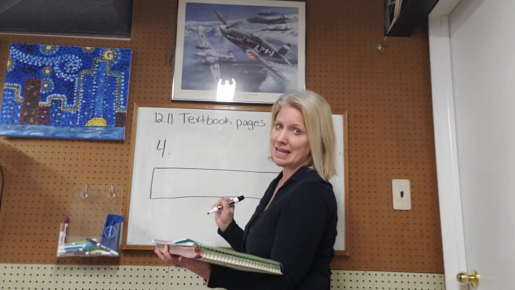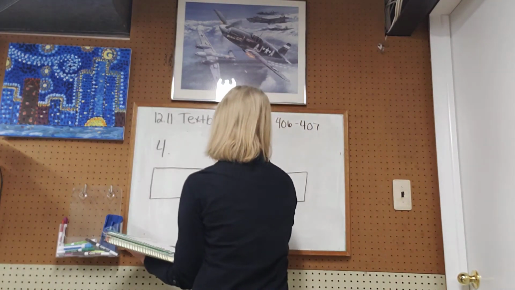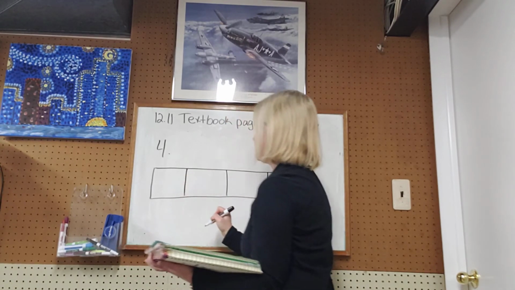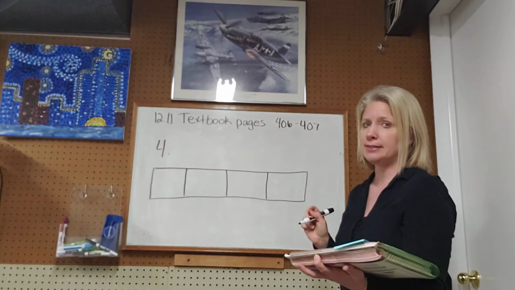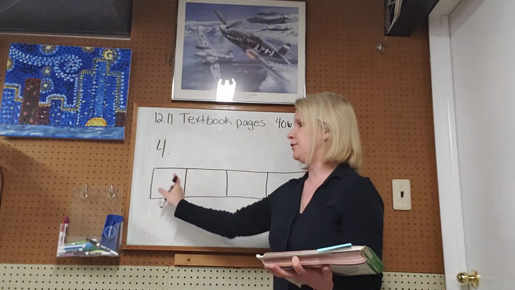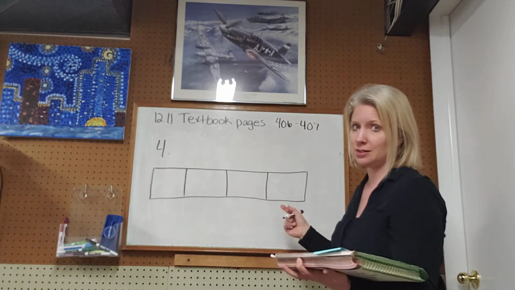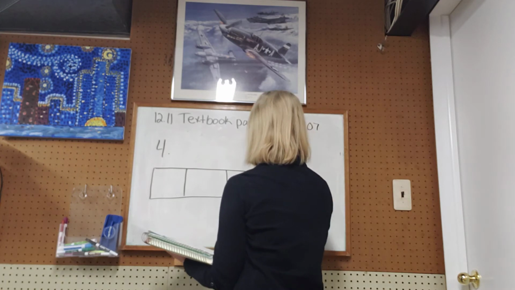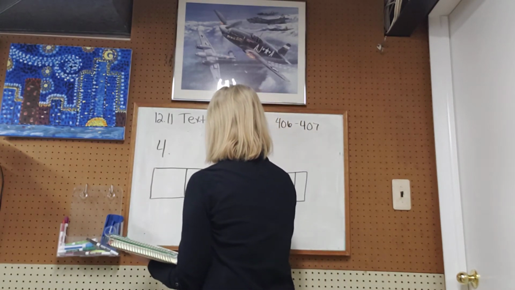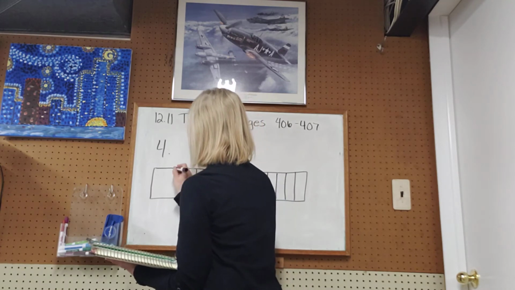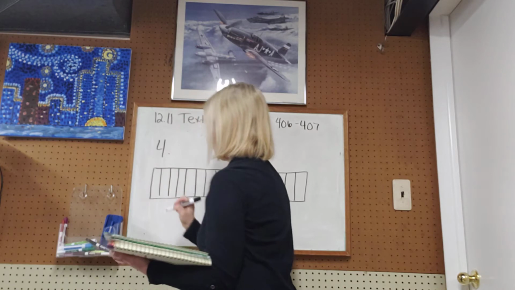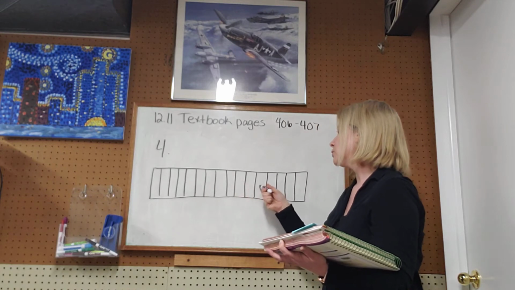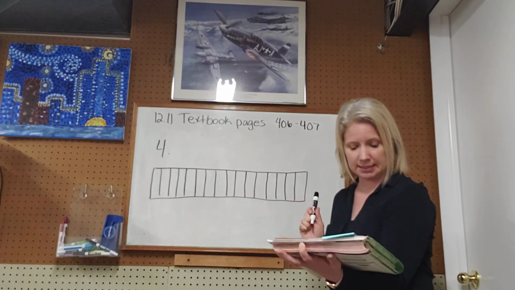Let me divide my strip into 16 pieces here. So to do that, first I divide it into 4 pieces, and then I'm going to divide each one into 4, because 4 times 4 is 16. Okay, let's count, make sure we have the right number. 1, 2, 3, 4, 5, 6, 7, 8, 9, 10, 11, 12, 13, 14, 15, 16. Okay, I have my 16 cans.